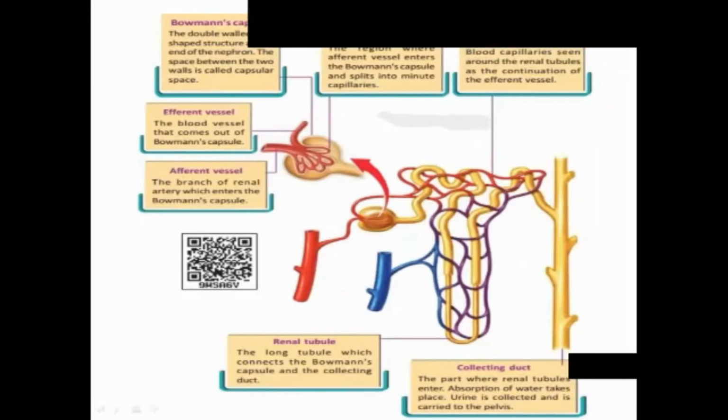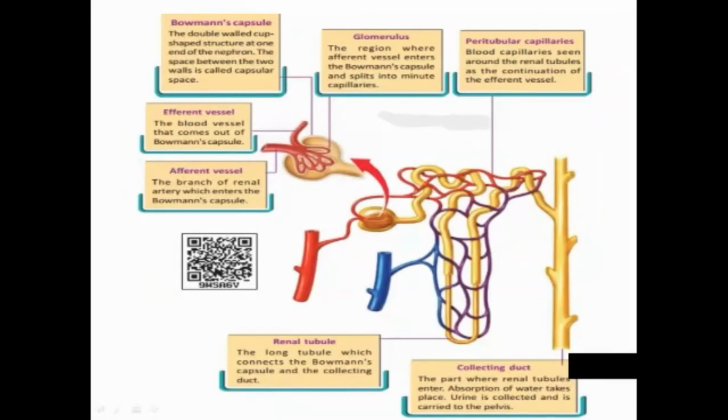In the nephron, the first part is the Bowman's capsule. Bowman's capsule is a double-walled cup-shaped structure at one end of the nephron. The space between the two walls is called the capsular space.